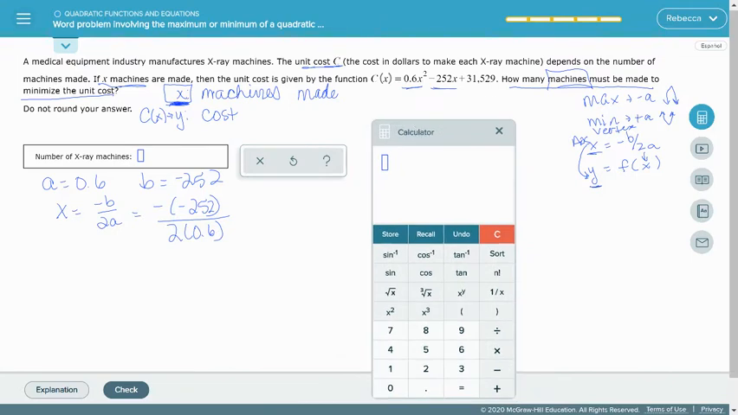And we want to take the opposite of negative 252 and divide by 2 times 6/10. So undo there to delete that 0, 6/10. There we go. So we get 210. So our answer for x equals 210 machines.